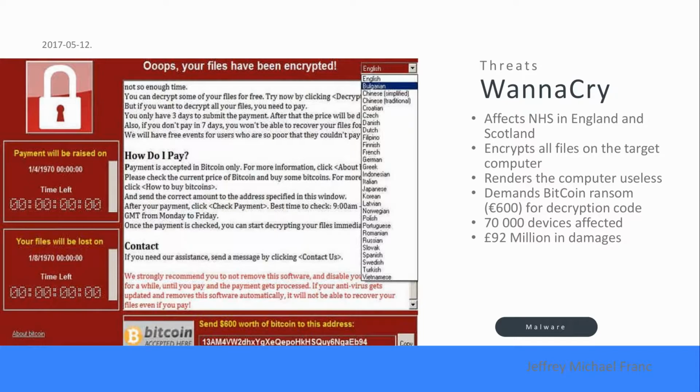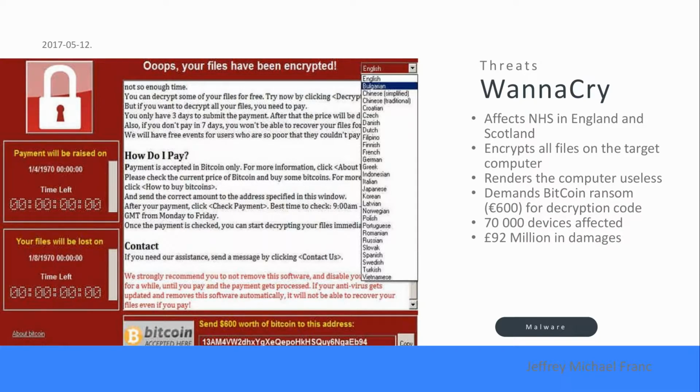In May 2017, the WannaCry incident affected the NHS in England and Scotland by encrypting all of the files on the target computers and basically rendering the computers completely useless. There was a demand for a ransom of approximately €600 for the decryption code. About 70,000 devices were affected and about £92 million in damages.